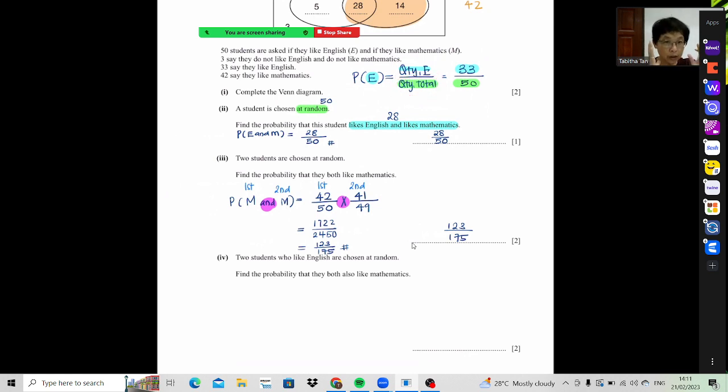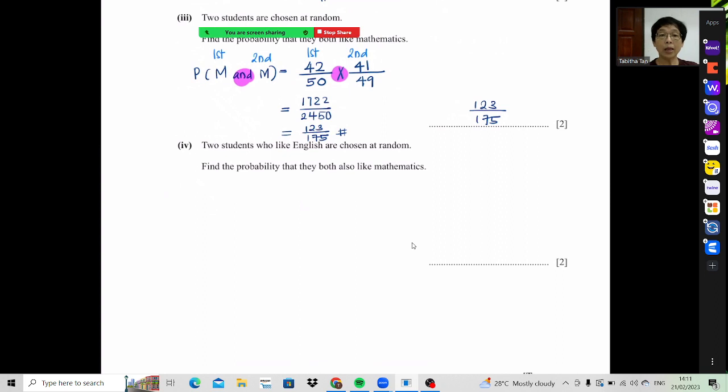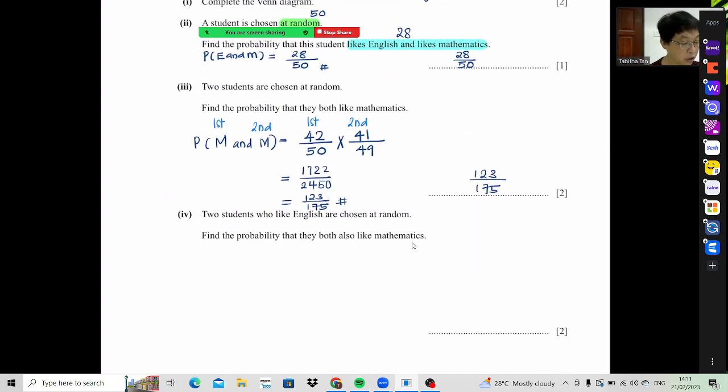Okay, let's continue to hold on to this concept and move to part 4. Two students who like English are chosen at random. Okay, here is something interesting. There's a little change of the sentence. Just now, they have been using "at random." Just now they have been using the idea chosen at random, and it is 50. And again, here they say chosen at random, and we also see that the crowd will be 50.